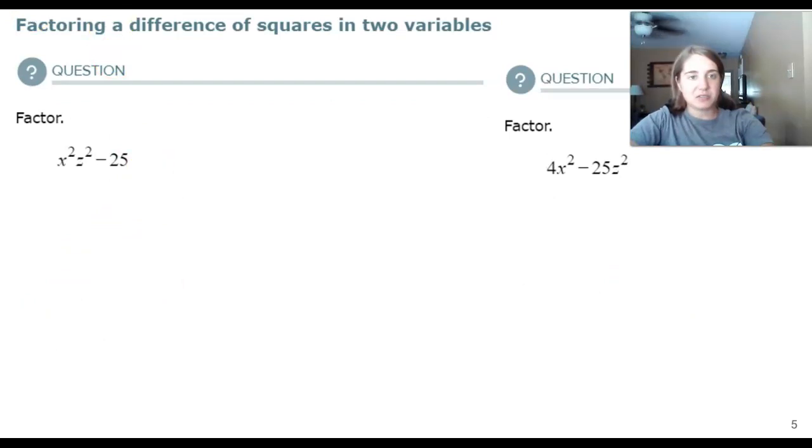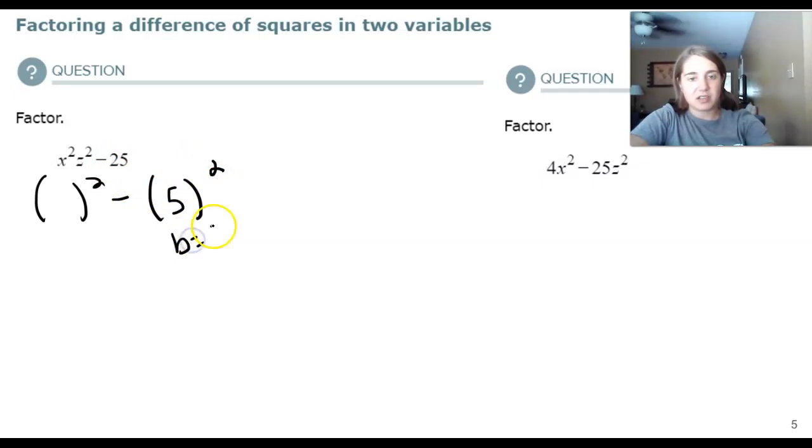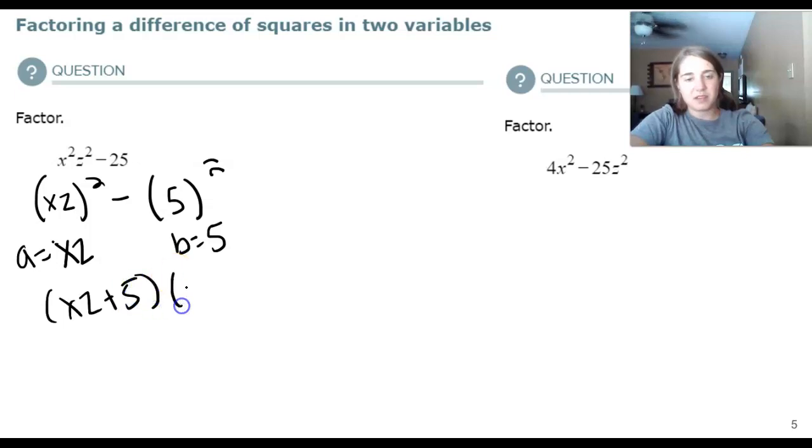I can keep continuing this. It just may become a little bit more work to identify our a and our b. 5 is b. X times z squared would give us x squared, z squared. So we do a plus b, a minus b.